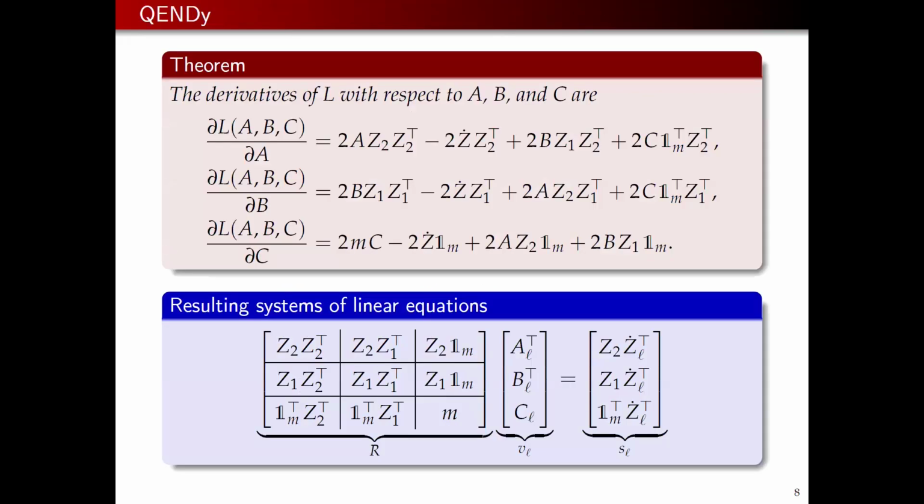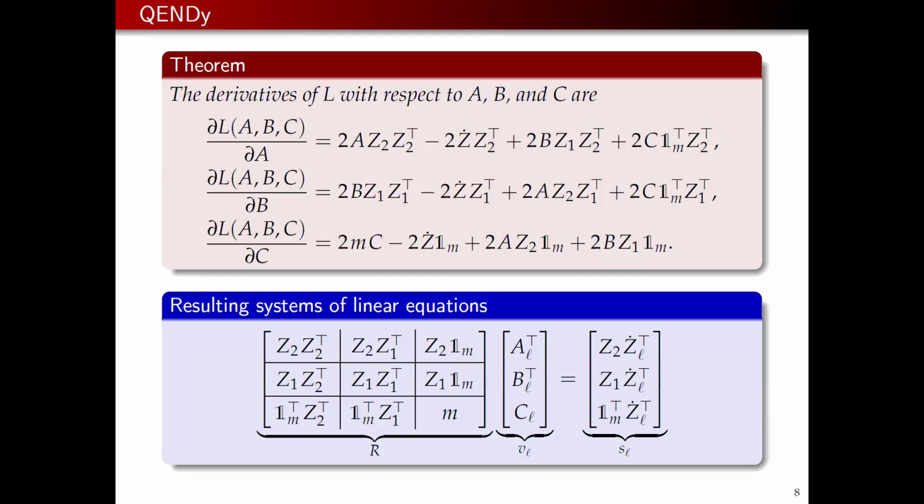So after computing the derivatives of this loss function with respect to these three variables A, B, and C, you can see that we get a system of equations. And what you can also see is that the equations are decoupled. Basically, we can just identify the rows of the matrices A and B and the rows also of this vector C independently. And you get this system of linear equations here.